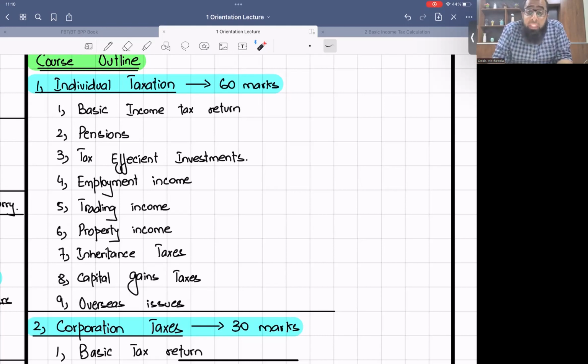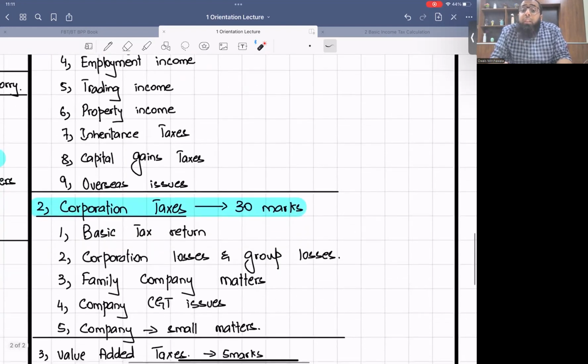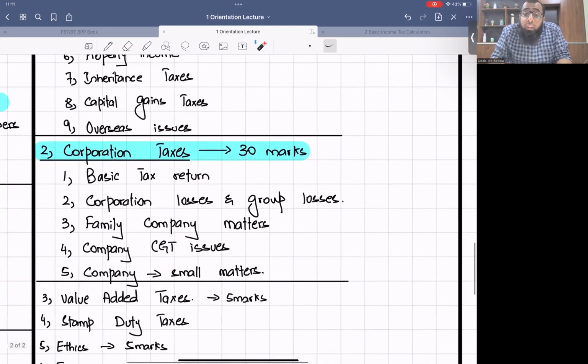Once done with taxation of individuals, in which we discuss the basic income tax return, employment income, the business income, trading income, rental income, which is covered in property income, inheritance taxes, and the taxes on gifts, all of these will be discussed in detail. Today, we are just listing them down. Obviously, I can't teach these topics in the orientation lecture. Still, if someone wants to try a few more of my lectures, you can find them on my YouTube channel named Owais Mirchawala. Then once done with individual taxation, we'll be moving towards corporation tax, the taxation of companies.